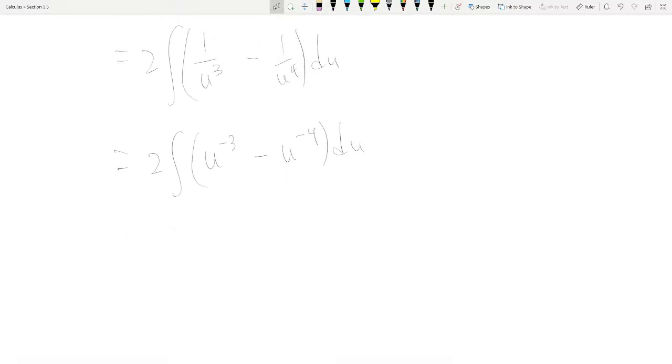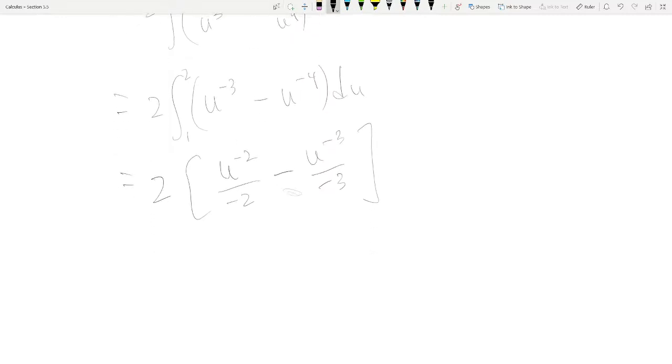And then we use our power rule. I'm going to add 1 to the exponent and then divide by that very number. 2 times, oh, I lost my bounds here. We're going from 1 to 2. When I add 1 to this, I get u to the negative 2, and then I divide by that very negative 2. Minus, when I add 1 to the negative 4, I get negative 3, and then I divide by that very negative 3. That's what we have right now. These minuses here are going to cancel.